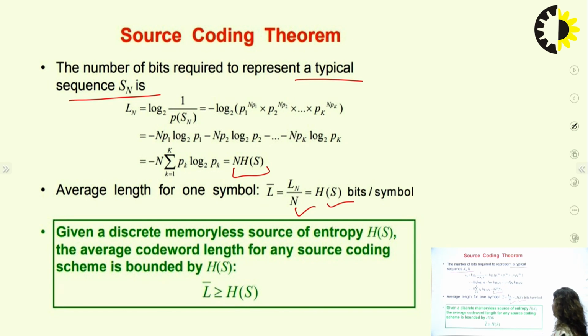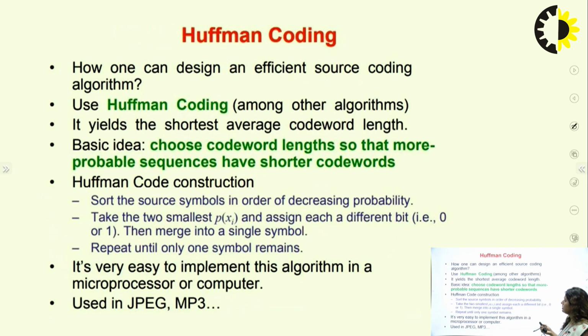Entropy is measured in bits per symbol, which we already defined. Given a discrete memoryless source of entropy H(S), the average code word length for any source coding system is bounded by L greater than or equal to H(S), or L bar greater than or equal to H(S), where L bar is your average length for one symbol, equal to Ln upon capital N. Here Ln is the average number of bits, and the average length is defined as Ln upon N.